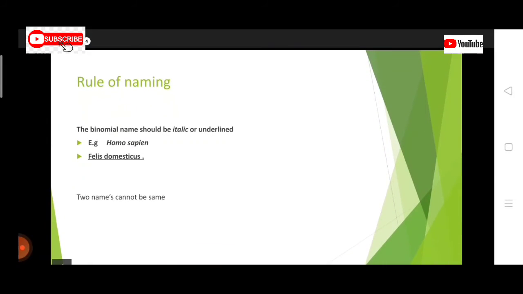Another rule for naming an organism is that the binomial name should be italic or underlined. There are two options. It must be italic. If it is not italic, then the name must be underlined. Here I have mentioned two types of names. One is italic and one is underlined.